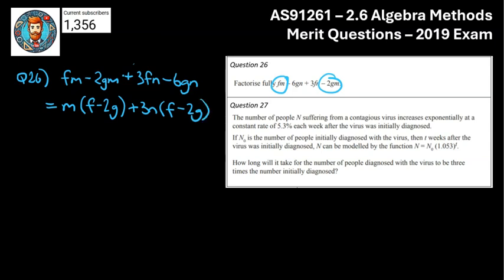And I'm loving the line of working I've got now, because do you see how the bracket is the same? That means my hunch is right. It is something to do with the grouping method. So what I can do is take out the common bracket, f minus 2g, and my leftovers, m plus 3n, are going to form the second bracket. And I'll show you what I mean by that. So we've got m plus 3n, close bracket.